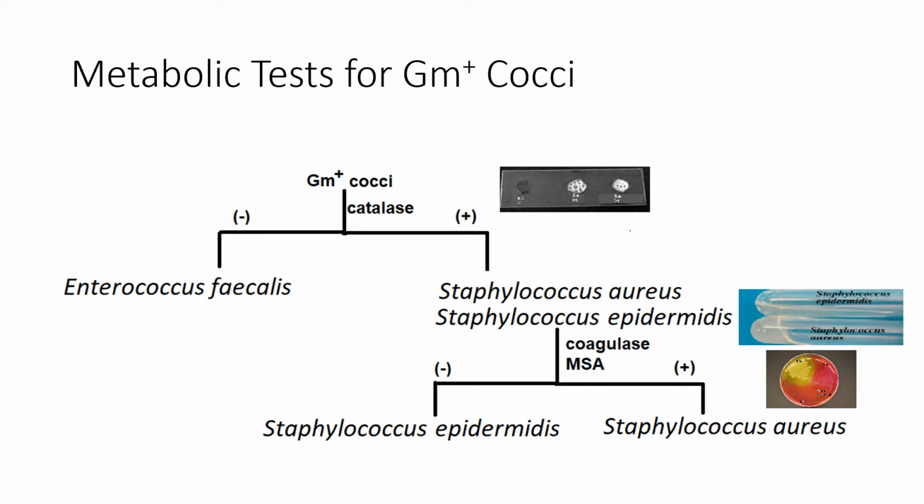I can tell those apart in two ways, the coagulase test and the mannitol salt, for both of which Staph aureus is positive: fermentation of mannitol and coagulase. I would get a clot in the plasma. Staph epidermidis is negative for both the fermentation of mannitol and coagulase. It does not form clots. So this is how you can tell the two of these apart.